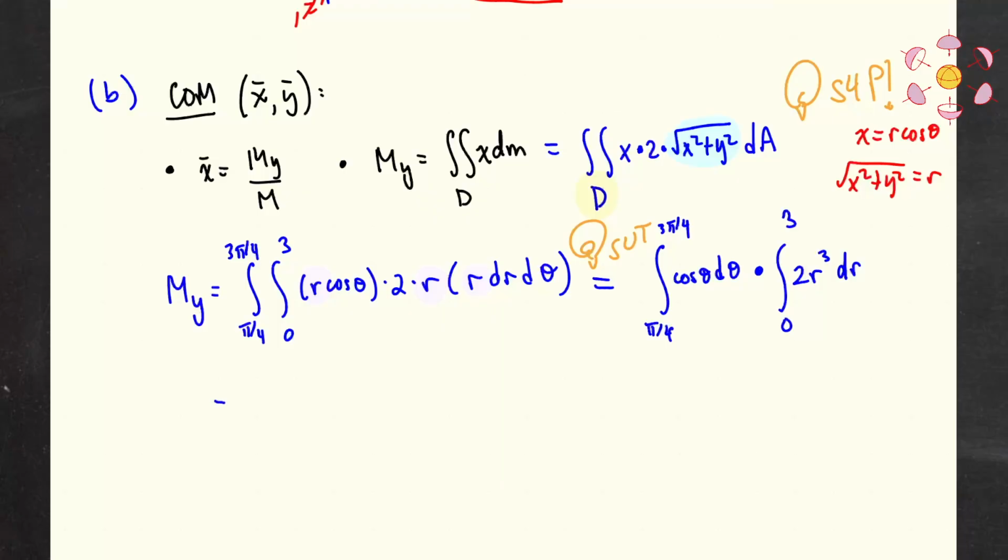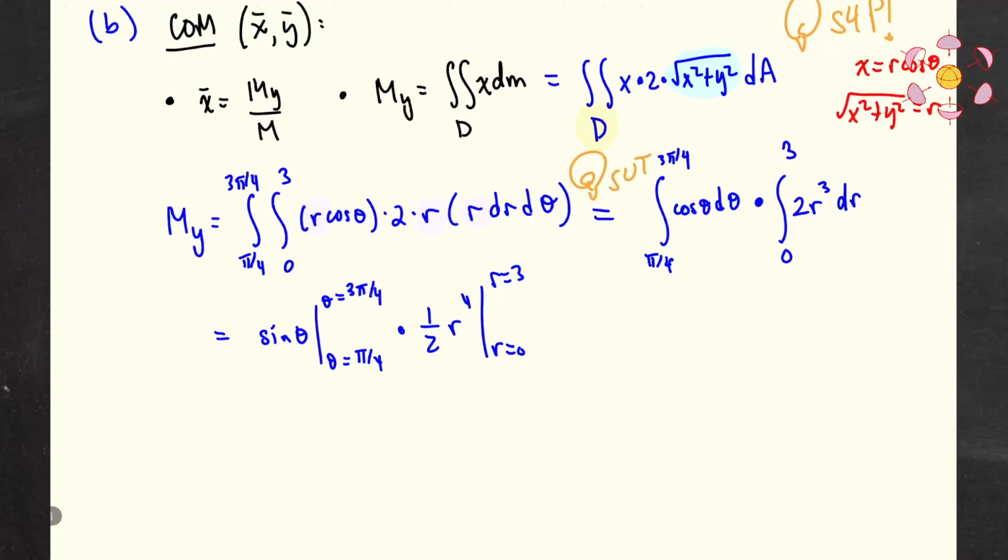Okay, let's crank this out. So the integral of cosine is sine. Theta goes from pi over 4 to 3 pi over 4, times 2 over 4. So that is 1/2 r to the 4th. r from 0 to 3. Okay, so now we need to evaluate sine.